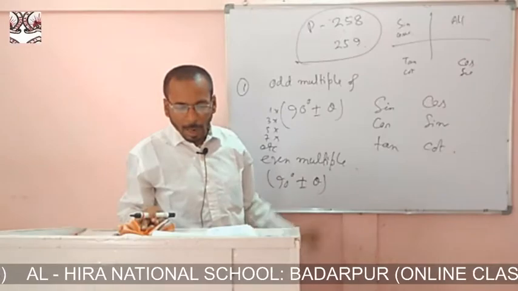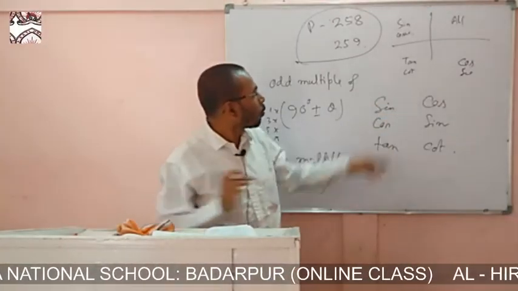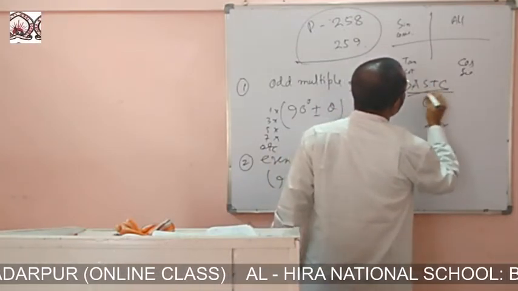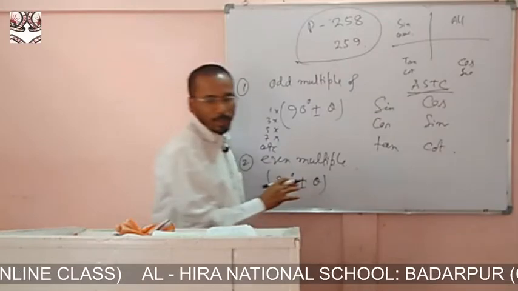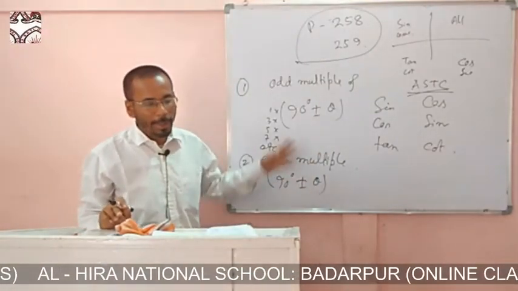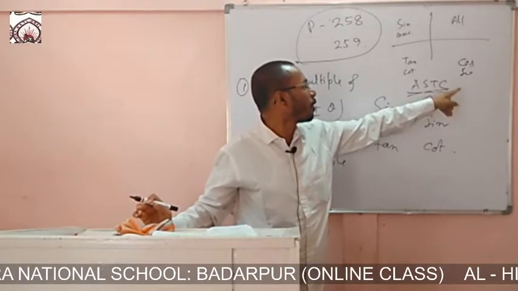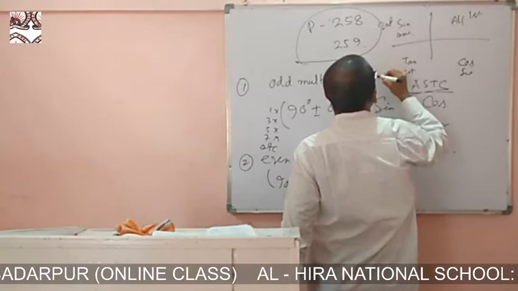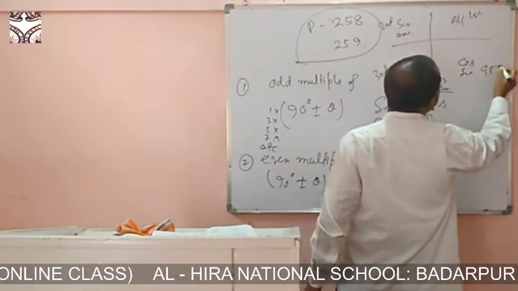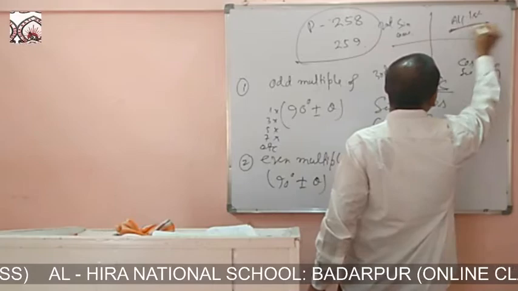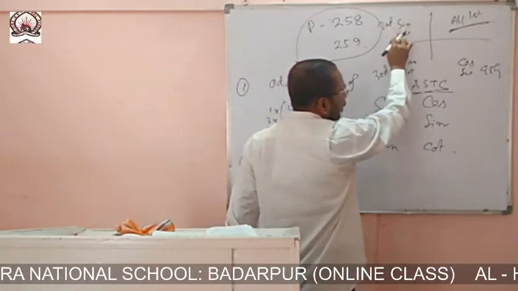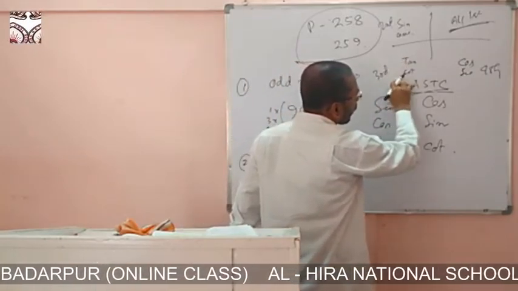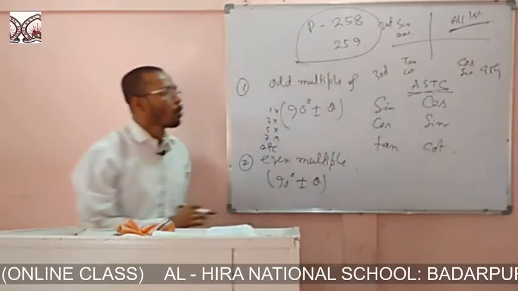And you see, this is the formula, what? ASTC, or Assam State Transport Corporation you may call, or you may call add sugar to coffee. This is the first quadrant and this is the second quadrant, this one is third and this one is fourth. So in the first quadrant all are positive. In the second quadrant sine and cosec are positive. I am repeating again and again. In the third quadrant tan and cot are positive. In the fourth quadrant cos and sec are positive.